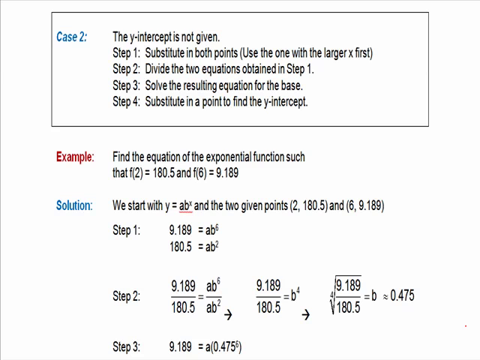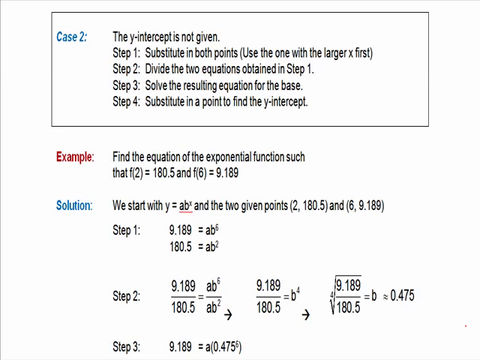So the first step we would do is we're going to substitute in both points. Again, we'll be given 2 points. Your life will be a lot easier if you use the one with the larger x first. Then our next step is to divide the 2 equations obtained in step 1. We're then going to solve the resulting equation for the base b, for the growth factor. And then lastly, we're going to substitute in a point to find the y-intercept.